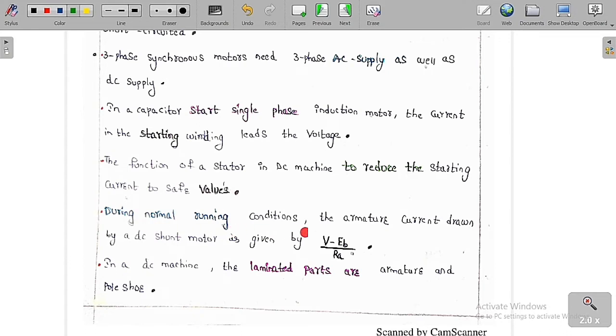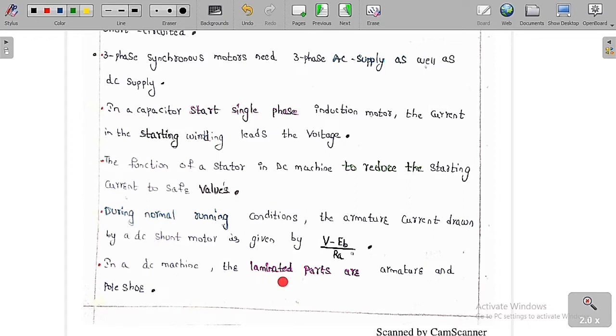During normal running conditions, the armature current drawn by a DC shunt motor is given by V minus Eb by Ra. I already told you, during normal running conditions, Ia is equal to (V minus Eb) by Ra, because at normal running conditions, as N is not equal to 0, Eb is not equal to 0, so we get (V minus Eb) by Ra.